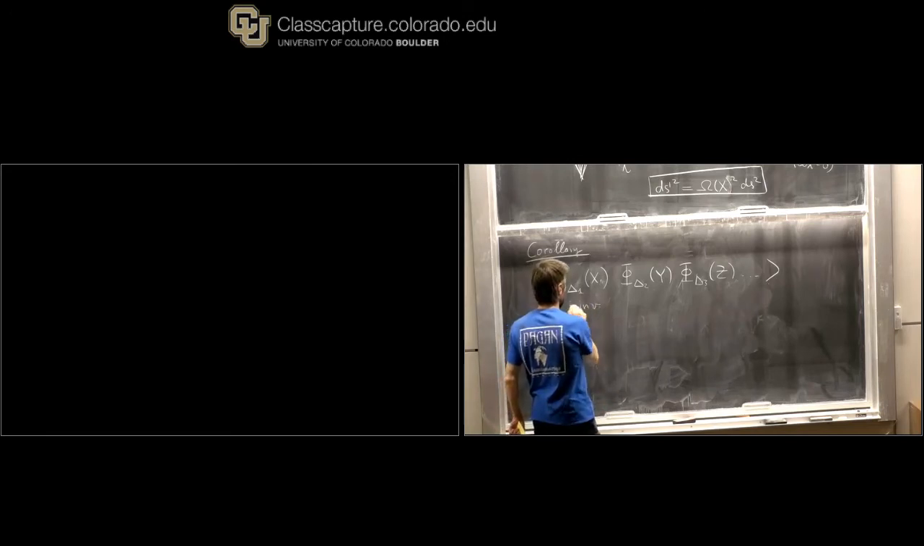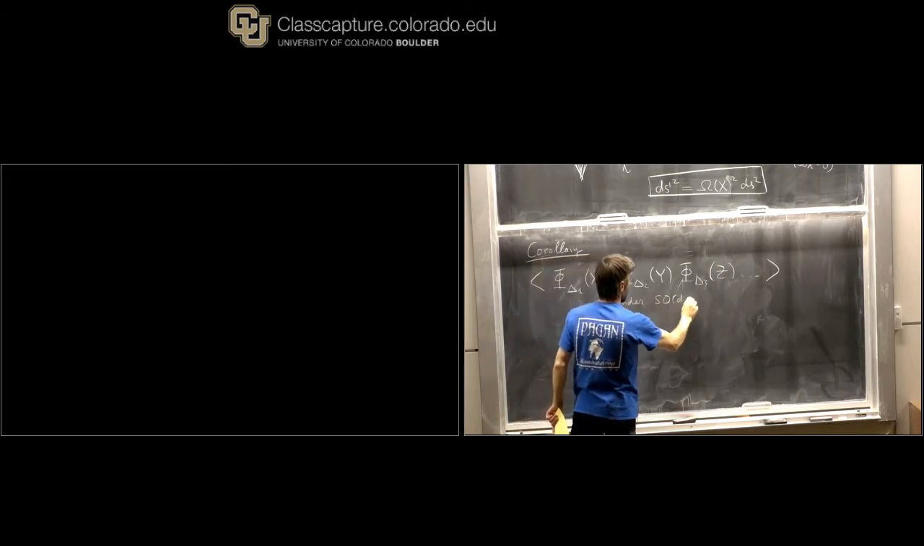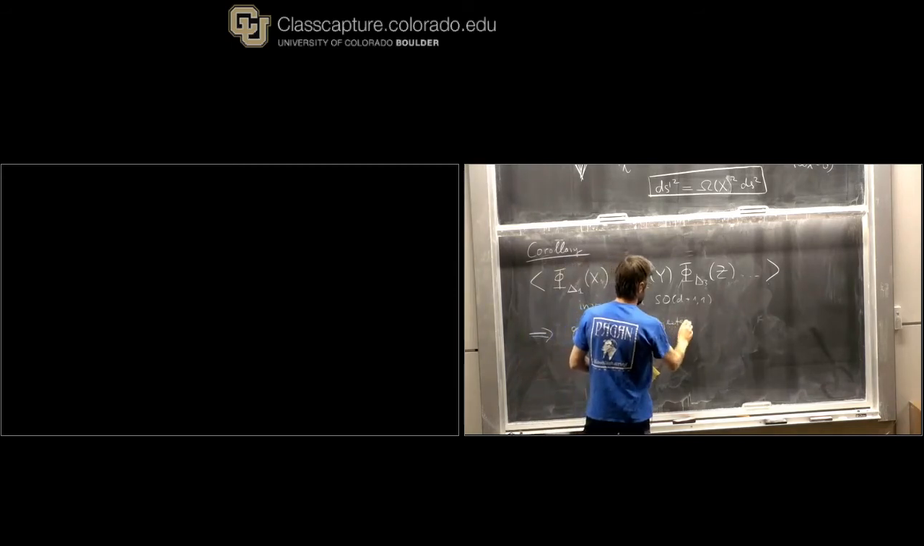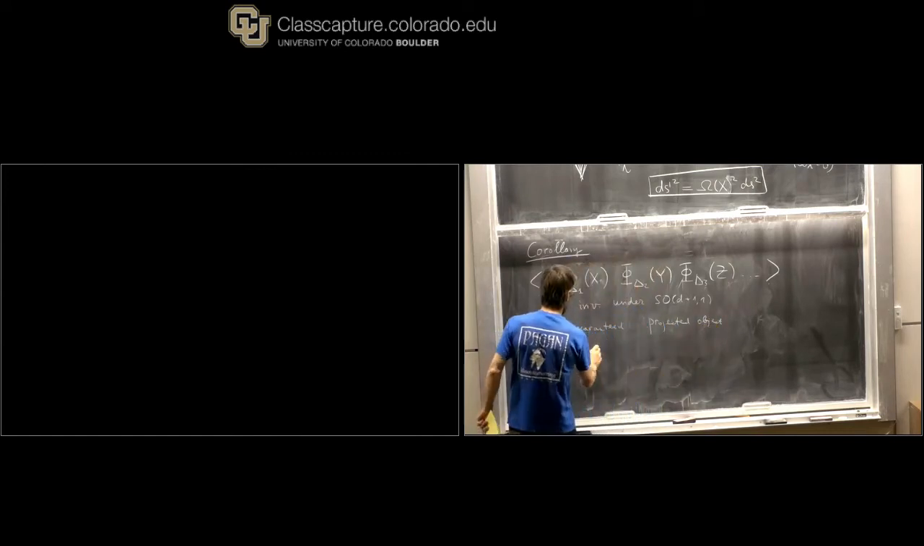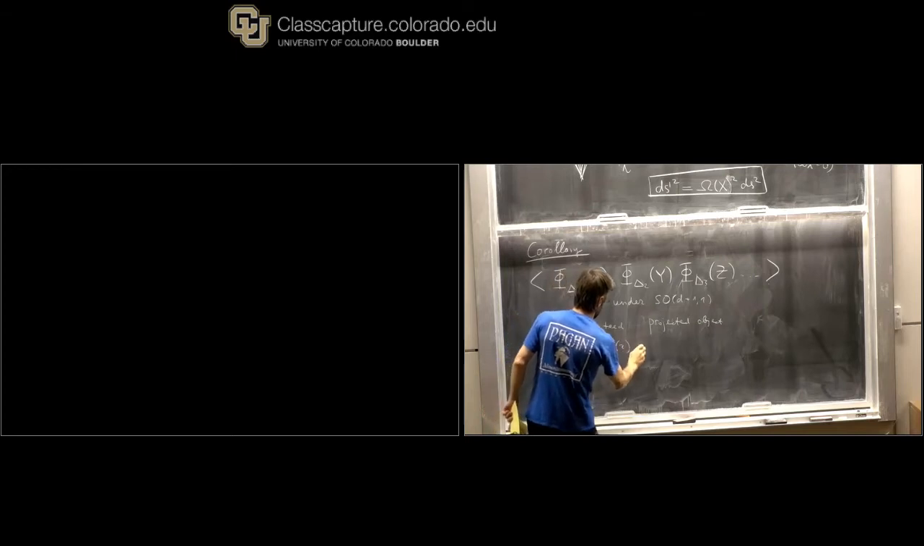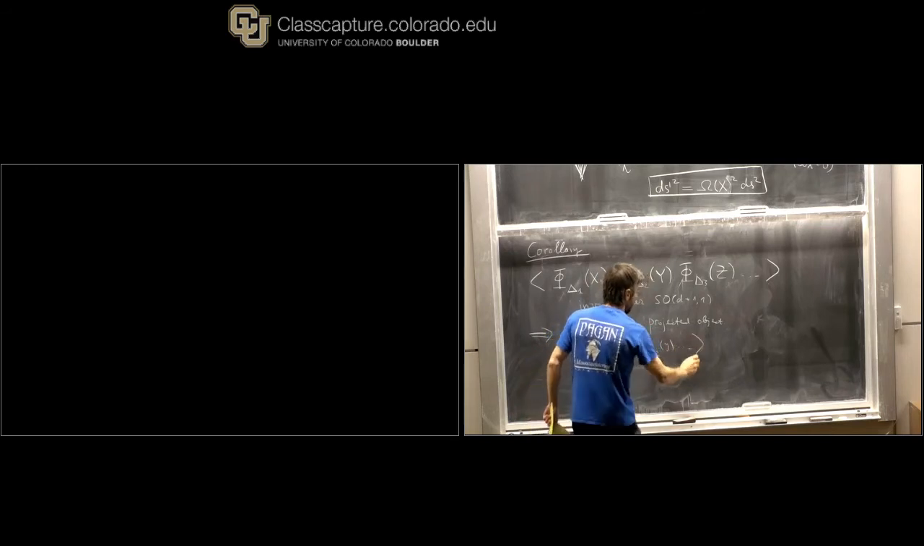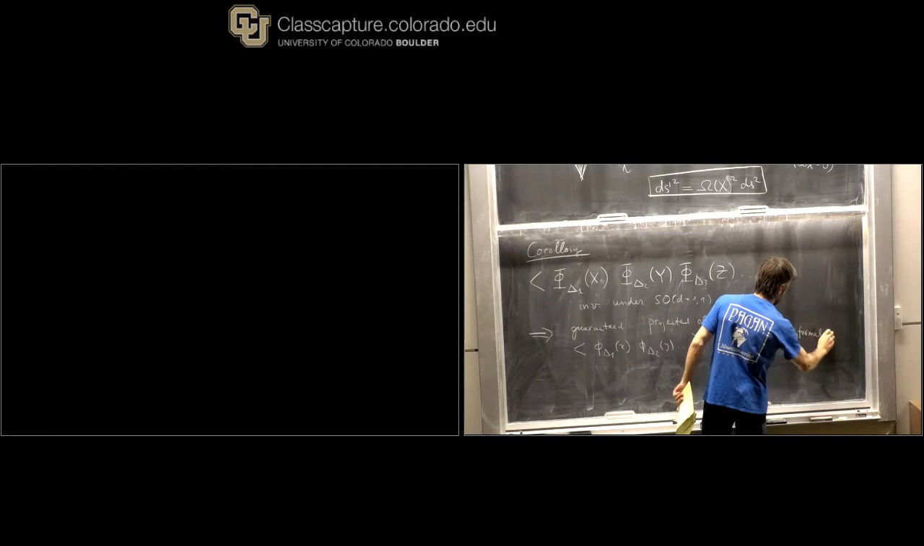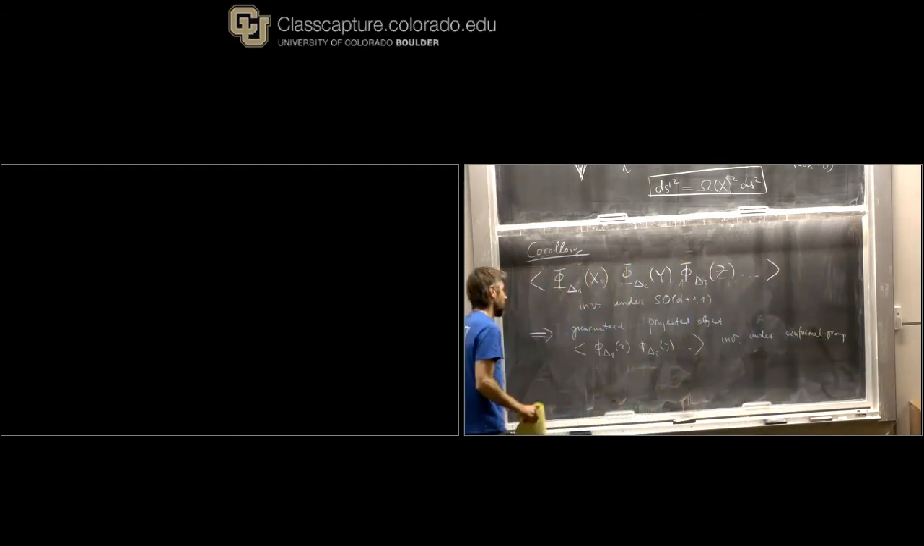So if it's invariant under SO(D+1,1), and I'm able to do this, then I'm guaranteed that if I take this object, which depends on big x, big y, big z, and project all of them to the Euclidean section, then the projected object, let me call it small phi delta 1 of x, small phi delta 2 of y, and so on, is going to be invariant under the conformal group. This is as much as I have shown.